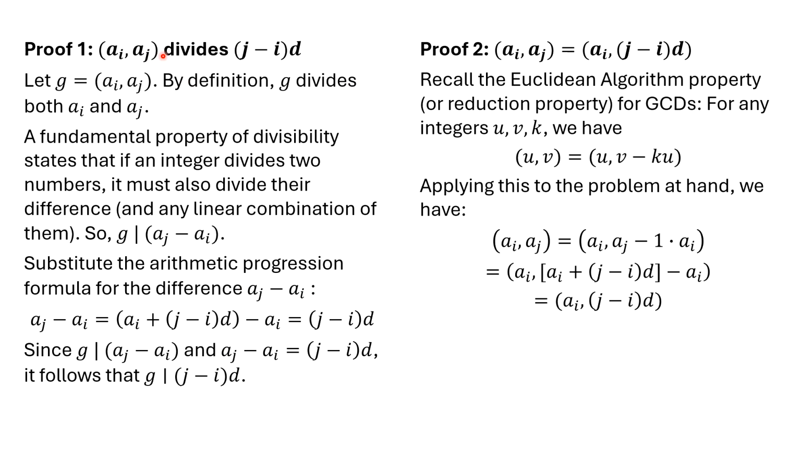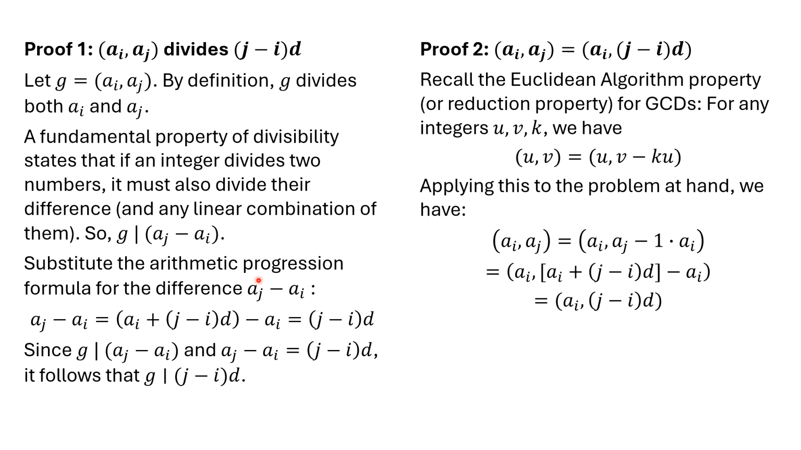These are the two statements from the previous slide that I said we need to prove. First one, we want to show this GCD divides j minus i times d. So we'll let G equal the GCD, and by definition, G divides both A sub i and A sub j. The fundamental property of divisibility states that if an integer divides two numbers, it must also divide their difference. In fact, it also divides any linear combination, but we just need their difference. So G divides A sub j minus A sub i.